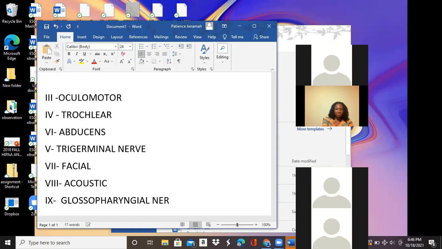Glossopharyngeal nerve. It controls the tongue movement. It controls the gag reflex and swallowing. Glosso means the tongue, the larynx, which is down there, and then swallowing. So it controls gag reflex and swallowing. It is your ability to identify that food is going through your respiratory system and you start coughing. The gag reflex and the swallowing reflex, it controls that.